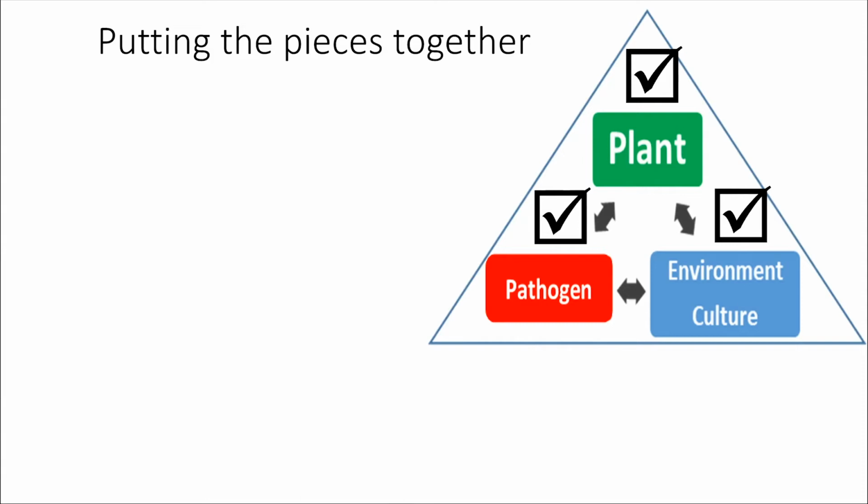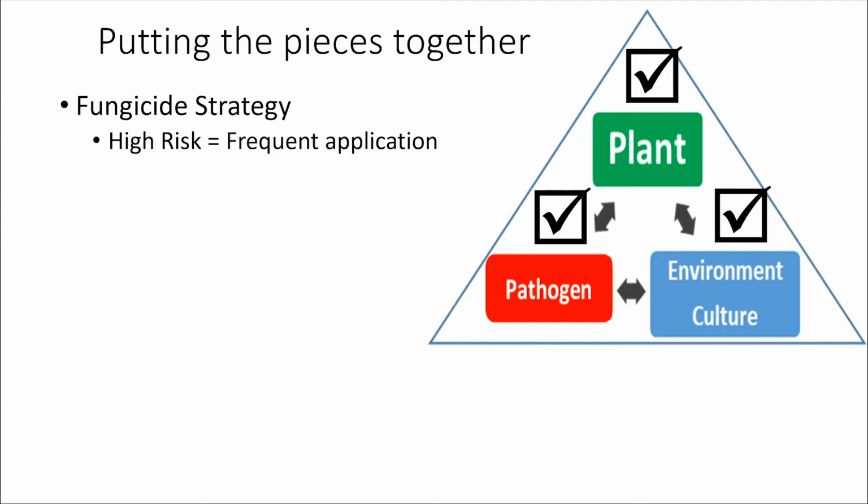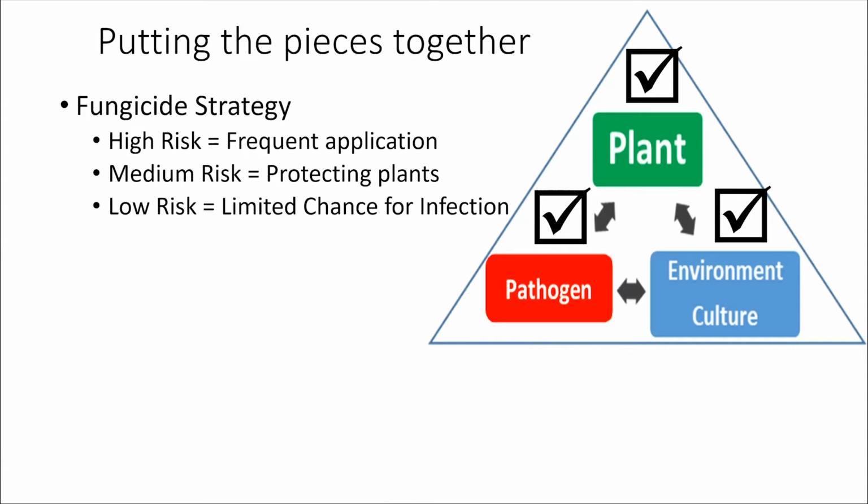So it's important that we look at that and ask ourselves, are we at risk? Are we at high risk because we have all three of them present in our greenhouse? So therefore, we need to be having a frequent application. If this is a medium risk, where we only intermittently have these problems, where we have all three of the pathogen, the plant, and the environment there, we need to be just protecting the plants for those occasions when all three factors are in play.